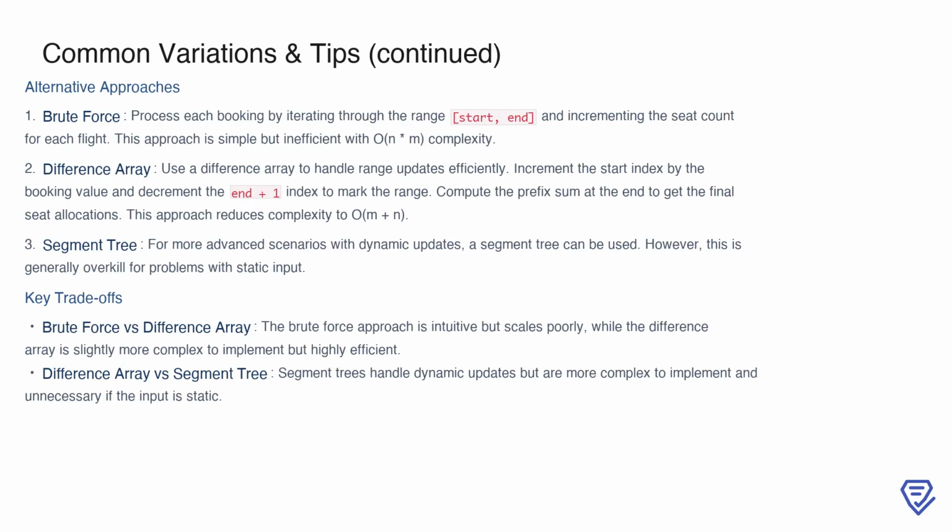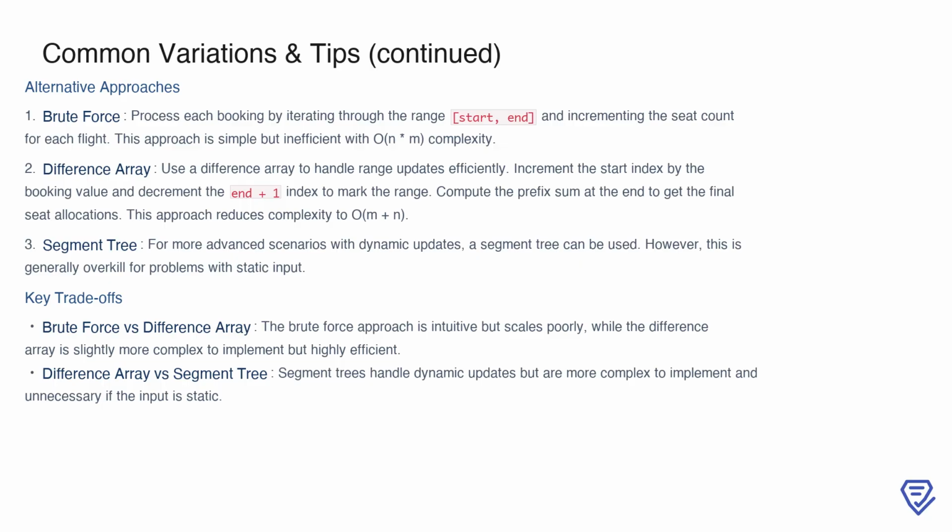When considering alternative approaches, the brute force method is often the first solution that comes to mind. This involves iterating through the range of flights for each booking and incrementing the seat count for each flight individually. While simple, this approach is inefficient with a time complexity of O(n*m).